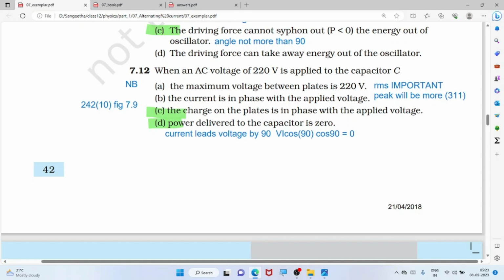The charge in the plates is in phase with the applied voltage. The voltage is in phase, current leads the voltage. Power delivered to the capacitor is 0, because the voltage and current are in 90-degree phase. So the power VI cos phi, cos 90, is 0. So the power delivered to the capacitor is 0. This is correct.